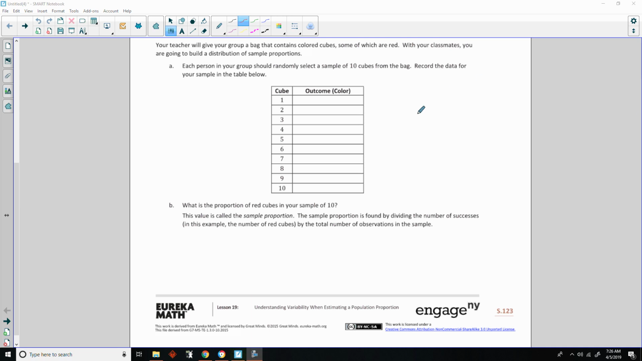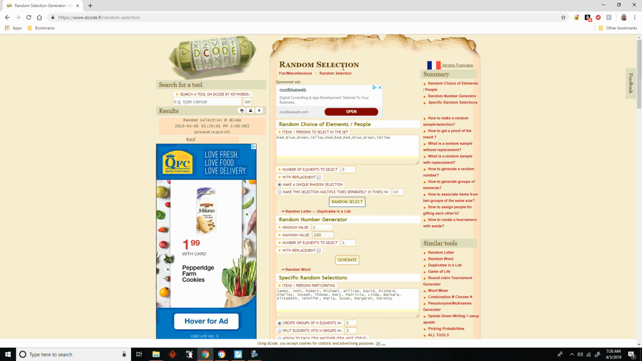Okay, so situations like this are difficult to do in a video when you're not in a classroom setting. So let's just pretend I gave you a bag that contains colored cubes, and I know the number that are in the bag, but you don't. And you are going to build a distribution of samples. So each person in your group should randomly select 10 cubes, record the data for your sample in the table below. So I'm going to use a website, and it's called Random Selection.